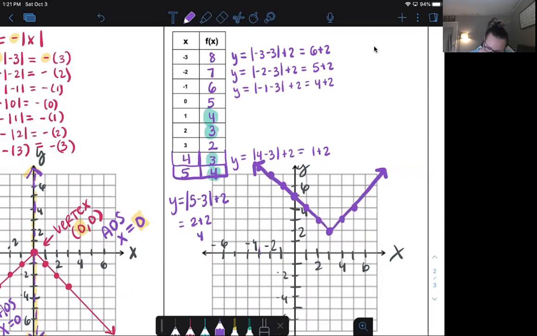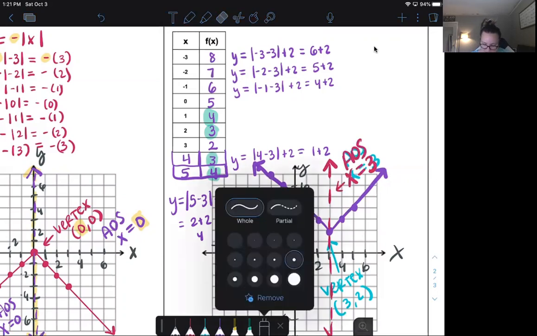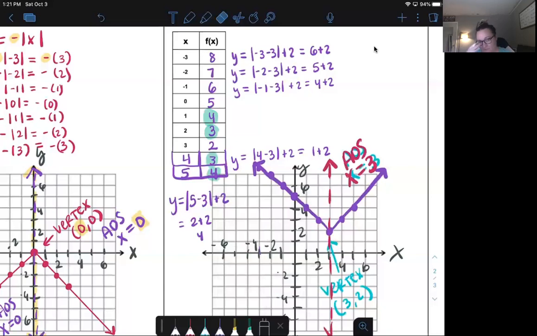So now I can see that my vertex is (3, 2), and then my axis of symmetry is x equals 3. So if I go ahead and draw in my axis of symmetry, it's the line that divides the graph perfectly in half, and the axis of symmetry is the line x equals 3. This line right there. And there we go. We have successfully graphed this equation.